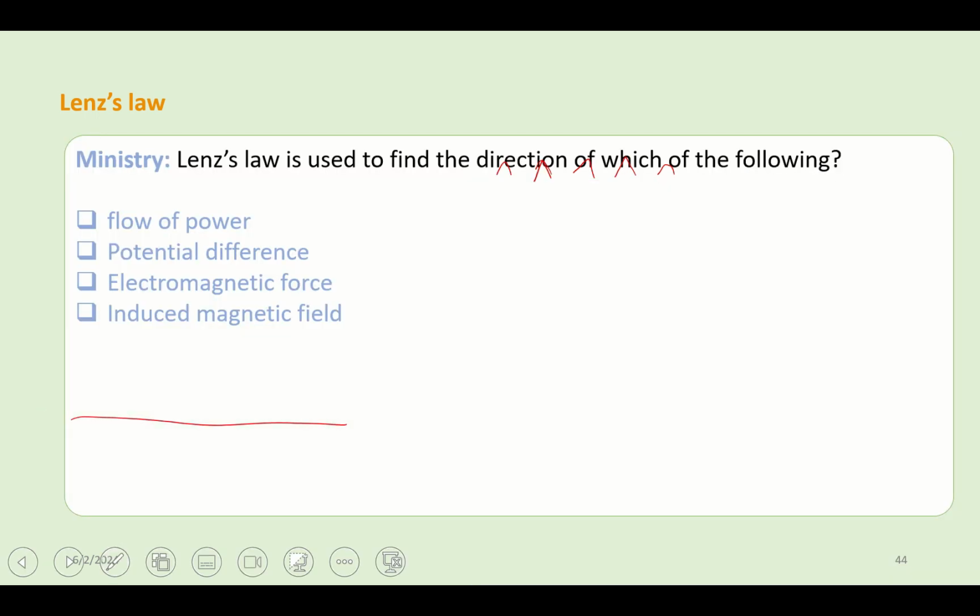Lenz's law is used to find the direction of which of the following? It is used to find the direction of the induced magnetic field and induced current. Remember, if the original magnetic field is decreasing, the direction of the induced magnetic field will be in the same direction as the original one. But if the original magnetic field is increasing, then the induced magnetic field will be opposite to it, to try to decrease it again.